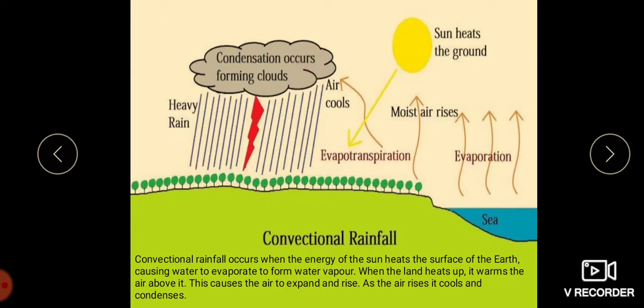See, convectional rainfall occurs when the energy of the sun heats the surface of the earth, causing water to turn to water vapor through evaporation. And when the land heats up, it warms the air above it. This causes the air to expand and rise. As the air rises, it cools and condenses.